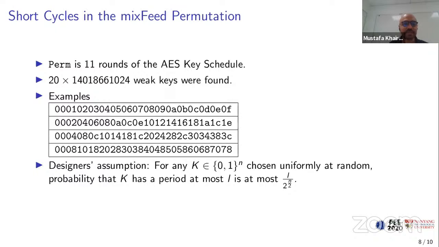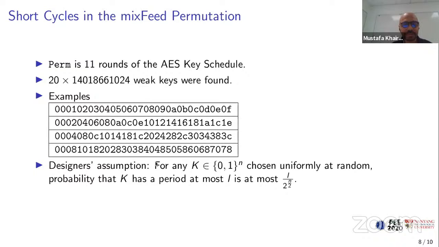If we look at mixed feed, it has a very similar design, except that the permutation used for the session keys is just applying 11 rounds of the AES key schedule. This is done by the designers to improve efficiency because this permutation is already performed within the AES cipher, so they can just take its output directly and use it within the mode. However, in the paper, we showed that we have at least 20 cycles. Each cycle has this length, and we give examples for these cycles.